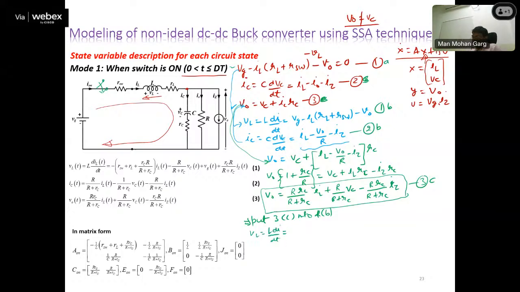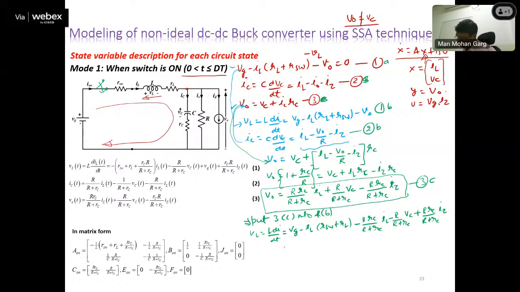is equal to Vg minus IL times RSW plus RL, minus V naught. So minus this V naught. V naught we will replace with RC R upon R plus RC times IL, minus R upon R plus RC times VC, plus R RC upon R plus RC times IZ.